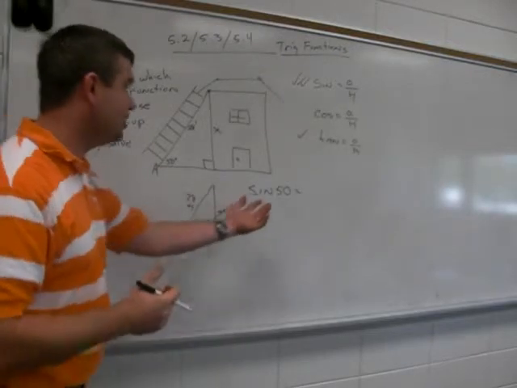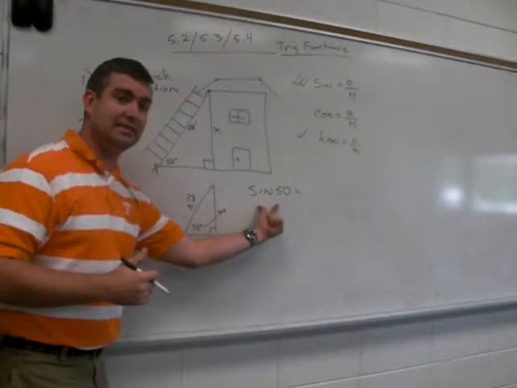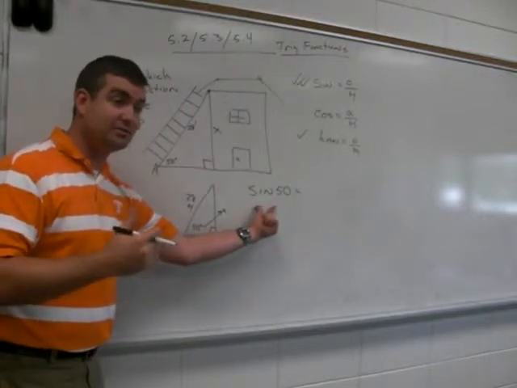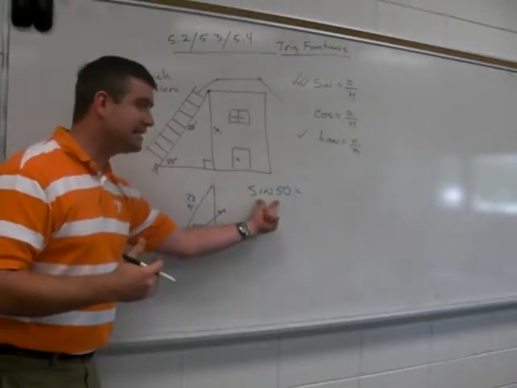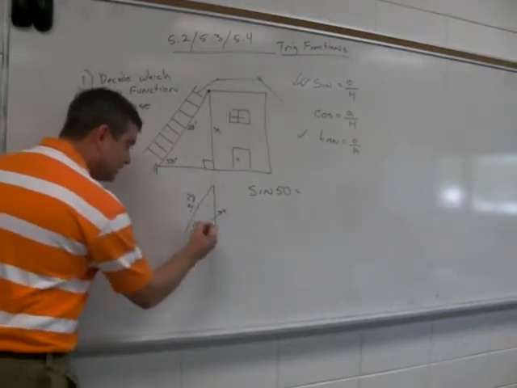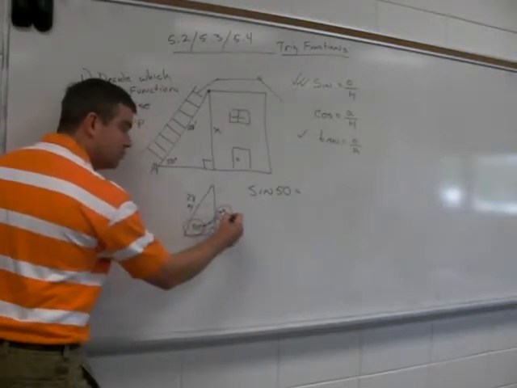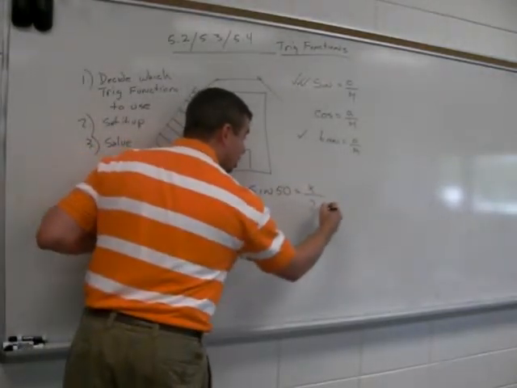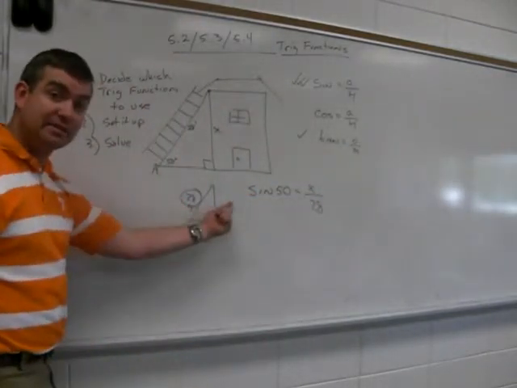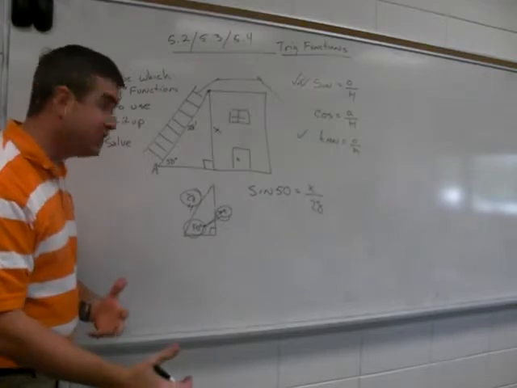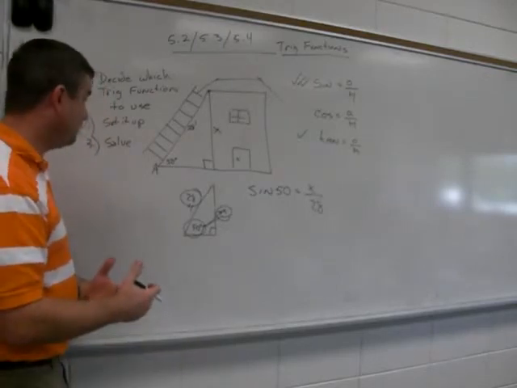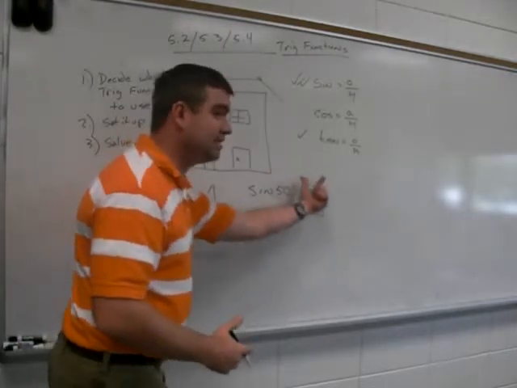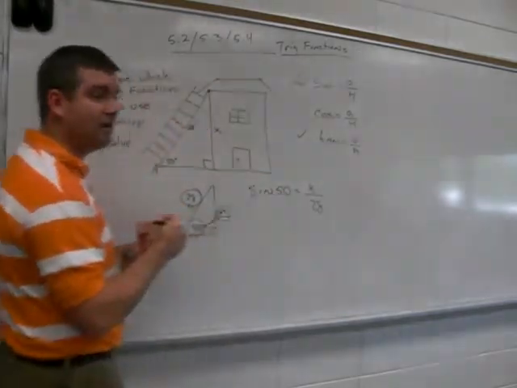Now calculators know what that ratio is, the sine of 50, and all you have to do is type it in. What is the sine of 50 equal to? X over 28. Opposite over hypotenuse. Now we have a ratio, a proportion, right? Sine of 50 is equal to x over 28. Now we can solve, right?